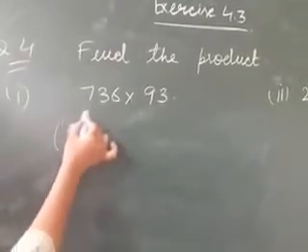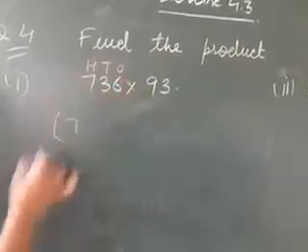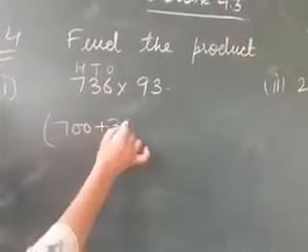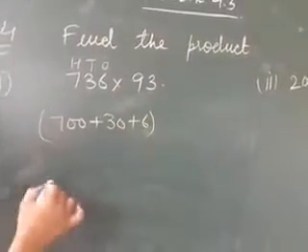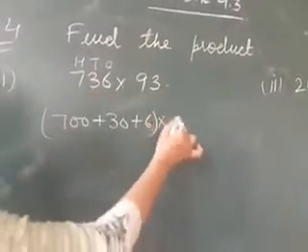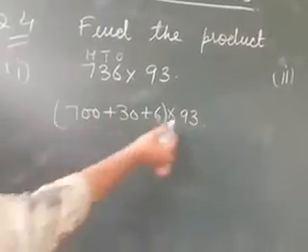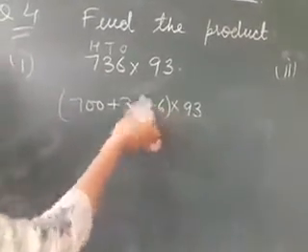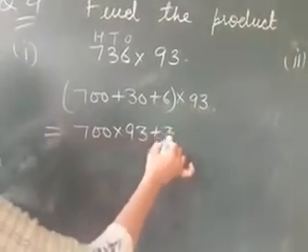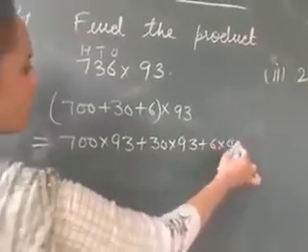So this can be broken into: it has 7 hundreds on the hundreds place, and tens place and ones place we have. So कितने hundreds है यहाँ पे? 7. Tens कितने हैं? 30. Plus ones कितने हैं? 6. It means you have to write the expanded form of this number. Then multiplication by 93. Now similarly distribute this number with this, then this number with this, then this number with this. So it can be written as 700 into 93 plus 30 into 93 plus 6 into 93.